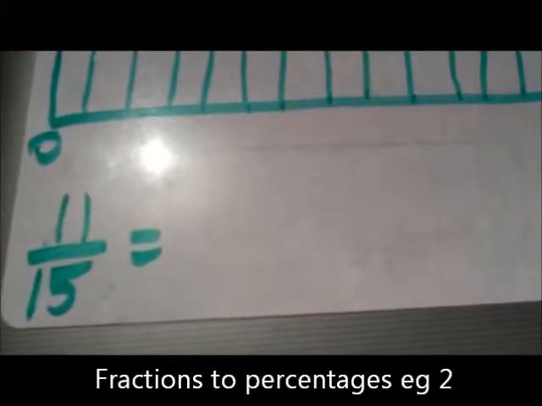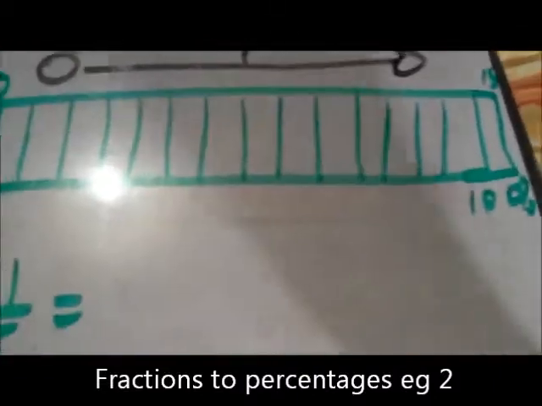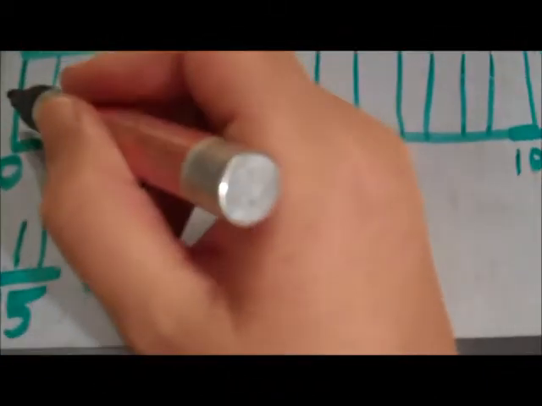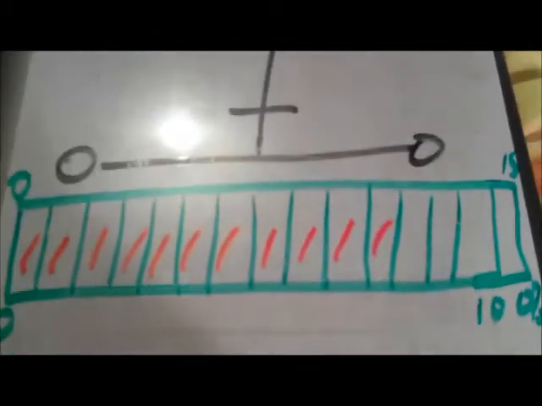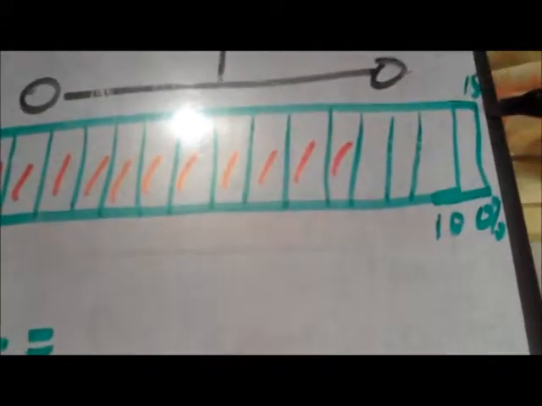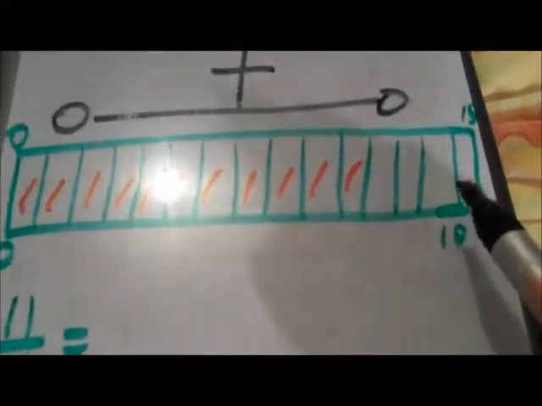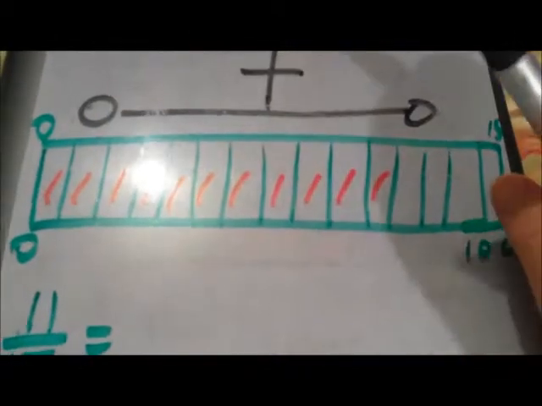So this time we're going to do 11/15 as a percentage. So 11/15 looks like this. 1, 2, 3, 4, 5, 6, 7, 8, 9, 10, 11. It's that much. So if this is 0 and this is 15, then this is 0 and this is 100%. So 15/15 is 100%. So let's look at that on a double number line.